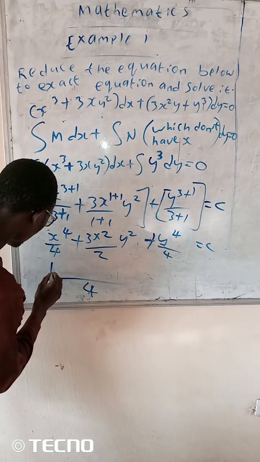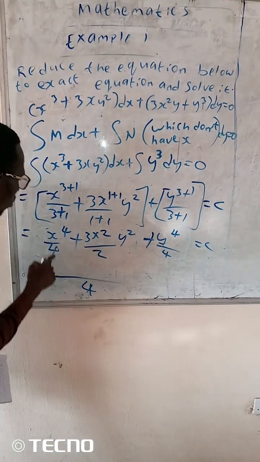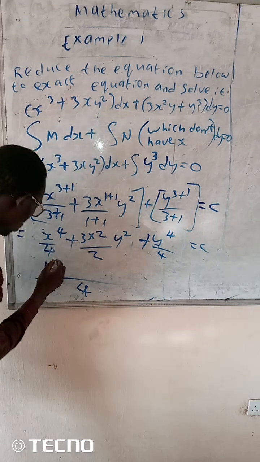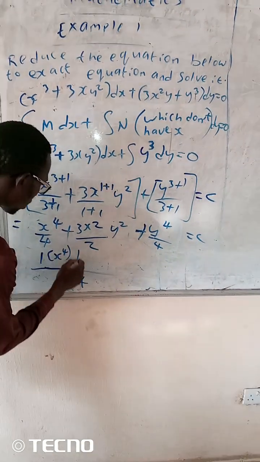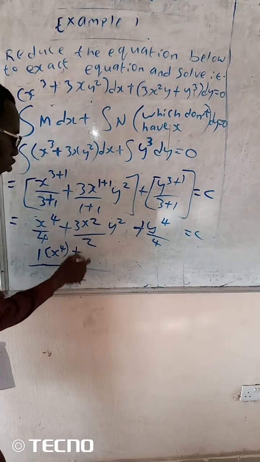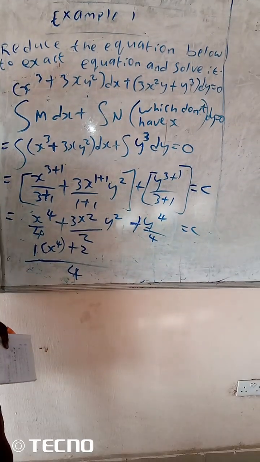So you have 4 divided by 4 is what? 1. I'm going to write 1 down here. We have 1 multiplied by x raised to the power 4, right? I bring down the addition sign. 4 divided by 2 is what? 2, right? Have you seen that now?